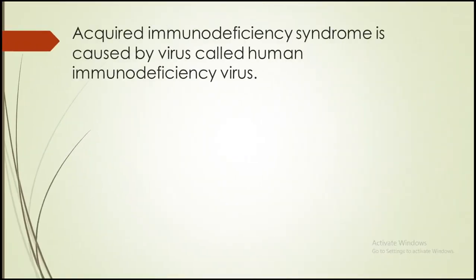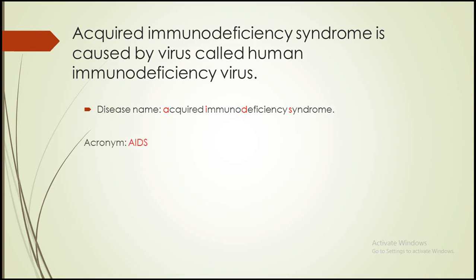What is the virus that causes AIDS? Acquired immunodeficiency syndrome is caused by a virus called the human immunodeficiency virus. Here, pay attention for the names. The disease name is acquired immunodeficiency syndrome, and the acronym is AIDS. Virus name is human immunodeficiency virus, and the acronym is HIV. Pay attention for the names and acronyms.